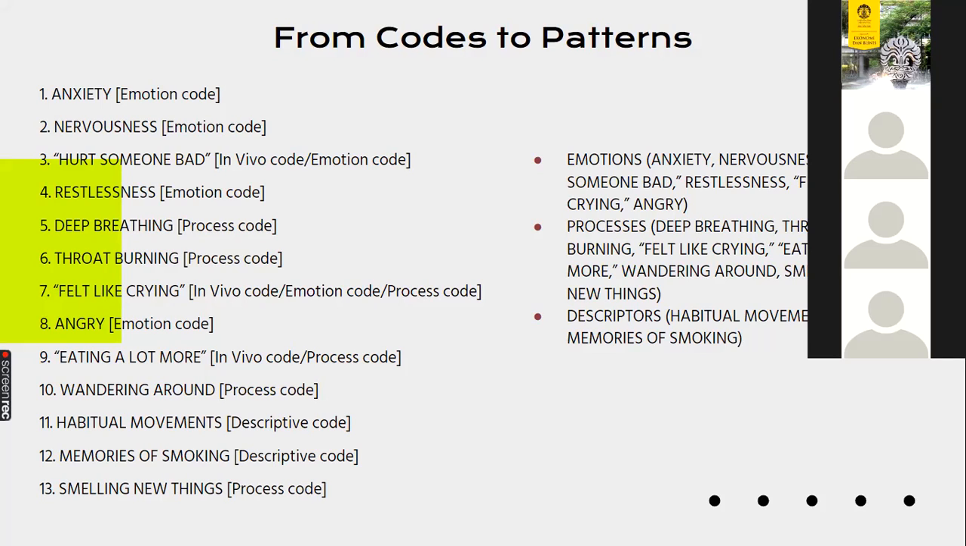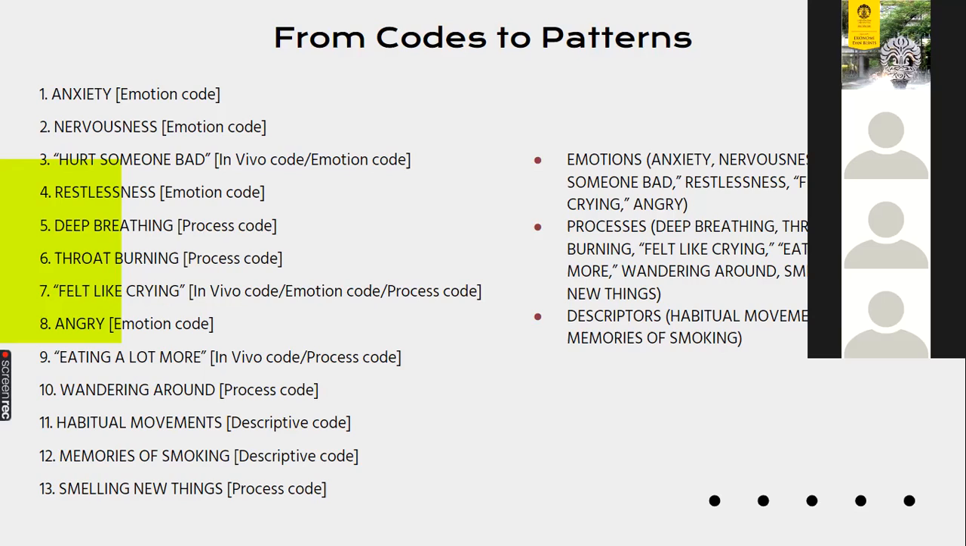The first cycle coding of data generates an array of individual codes associated with the respective data chunks. In the first cycle, the codes transform into second cycle pattern codes and then get inserted into matrices and networks. Here is a selected series of codes related to the first month of withdrawal symptoms described by a participant voluntarily participating in stopping smoking. With the first cycle codes, we can see anxiety, nervousness, hurt someone bad, restlessness, deep breathing, eating a lot more, wandering around, habitual movements, memories of smoking, and smelling new things.